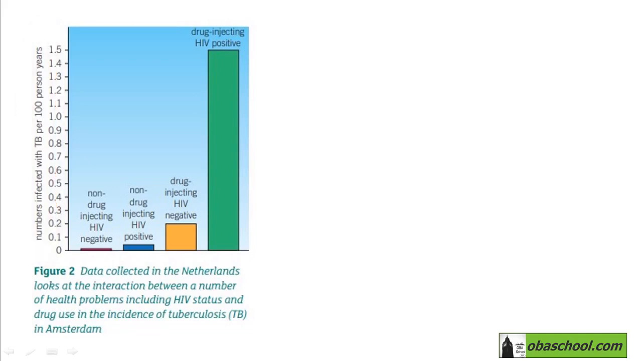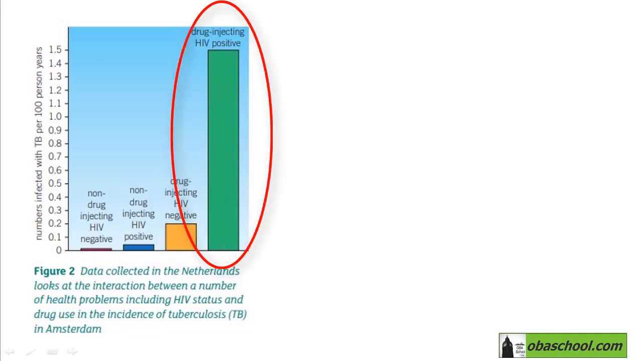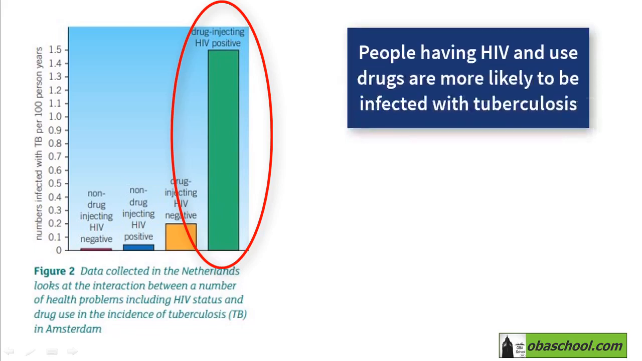We see that it is the least in non-drug injecting HIV negative, so people who do not use drugs and who do not have HIV. And it's a little bit higher in the non-drug injecting HIV positive people, so people who do not use drugs but are HIV positive. It is even higher in the drug injecting HIV negative people, so people who do not have HIV but use drugs. And it is extremely high in drug injecting HIV positive people. So people who have HIV and use drugs are the most to be infected with tuberculosis.